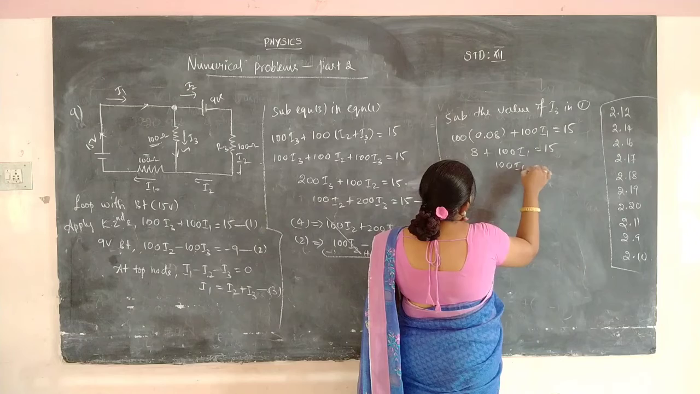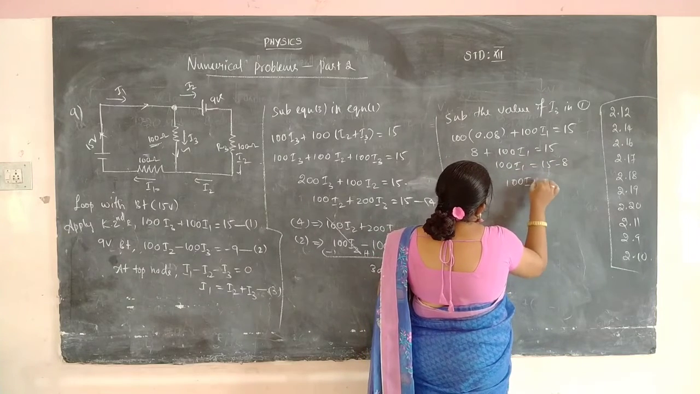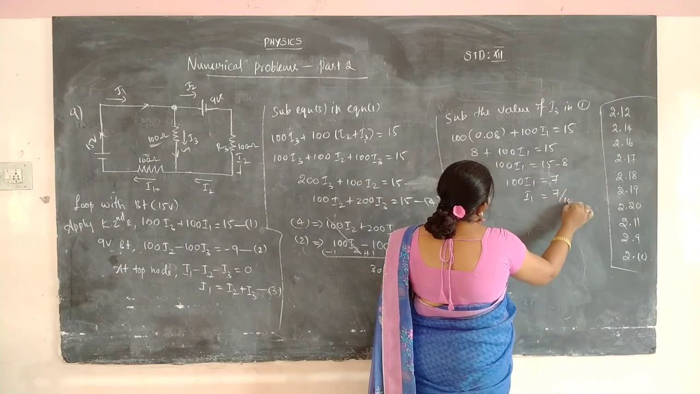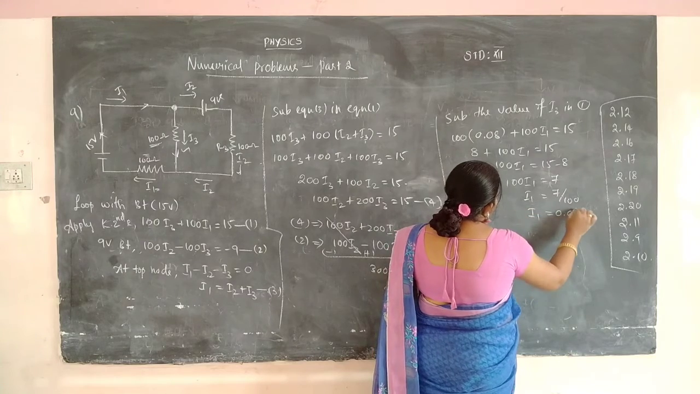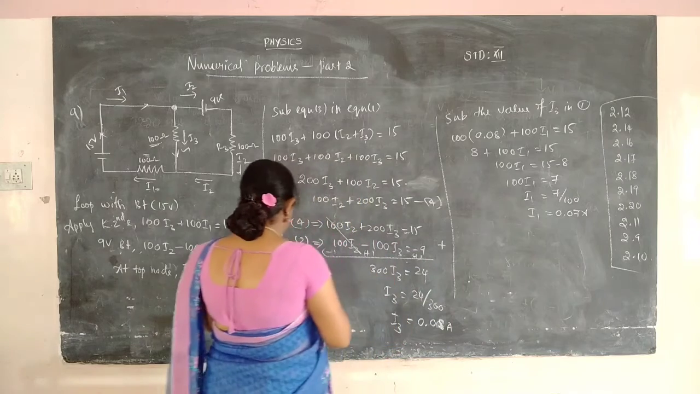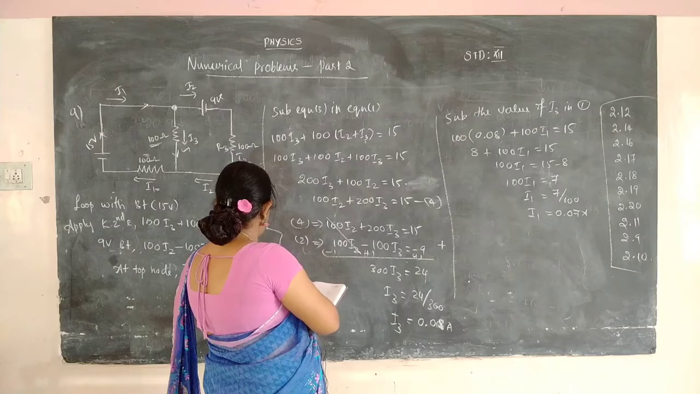100 I1 is equal to 15 minus 8. So 100 I1 is equal to 7. We want I1. I1 is equal to 7 by 100, that is 0.07 ampere. So I3 is equal to 0.08 ampere and I1 is equal to 0.07 ampere.